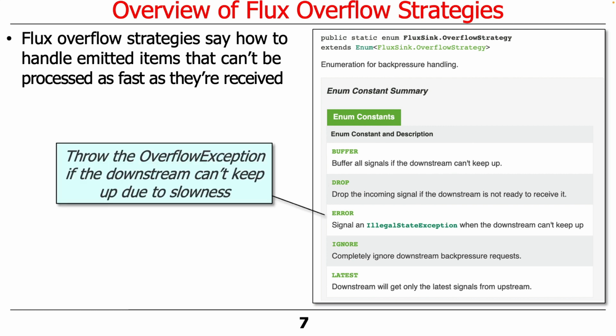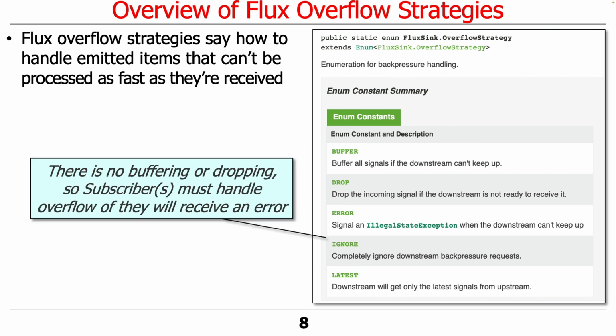The error strategy says throw the overflow exception if the downstream can't keep up due to slowness. And this says illegal state exception, but I think in my experience, it's actually the overflow exception. I'll have to go back and double check that, which would be a better exception to throw than illegal state exception. That doesn't really make a whole lot of sense.